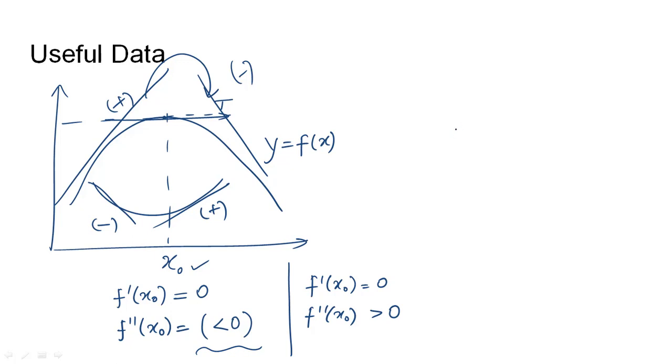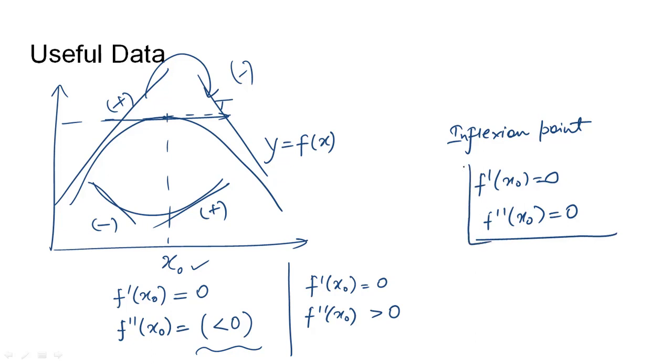A third point which usually comes up is the inflection point. In this case, f dash of x0 is 0, and when we try to find the double derivative, that also turns out to be 0. So when both the first derivative and the double derivative are 0, the point is called an inflection point.